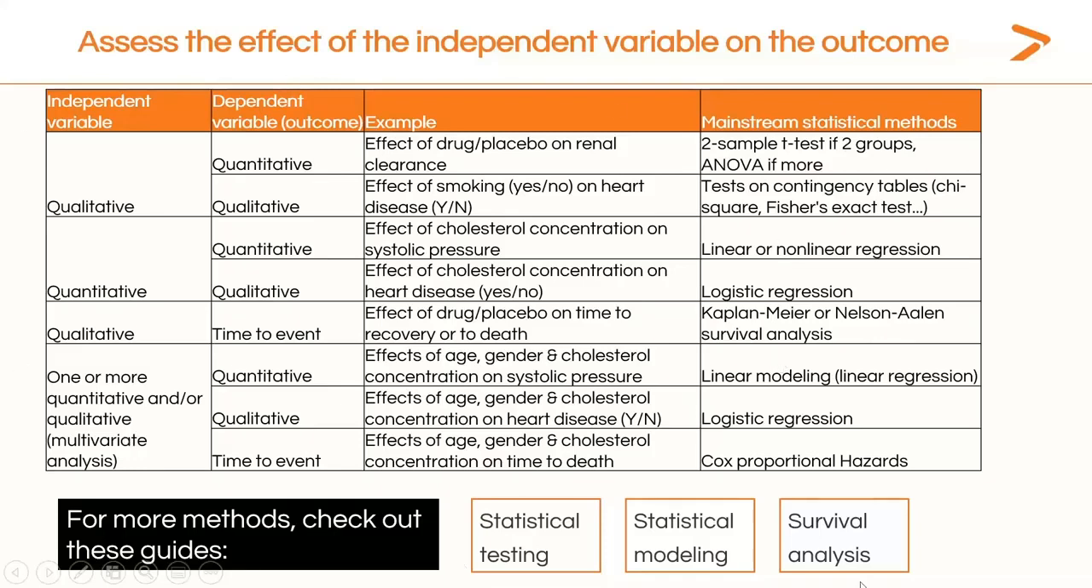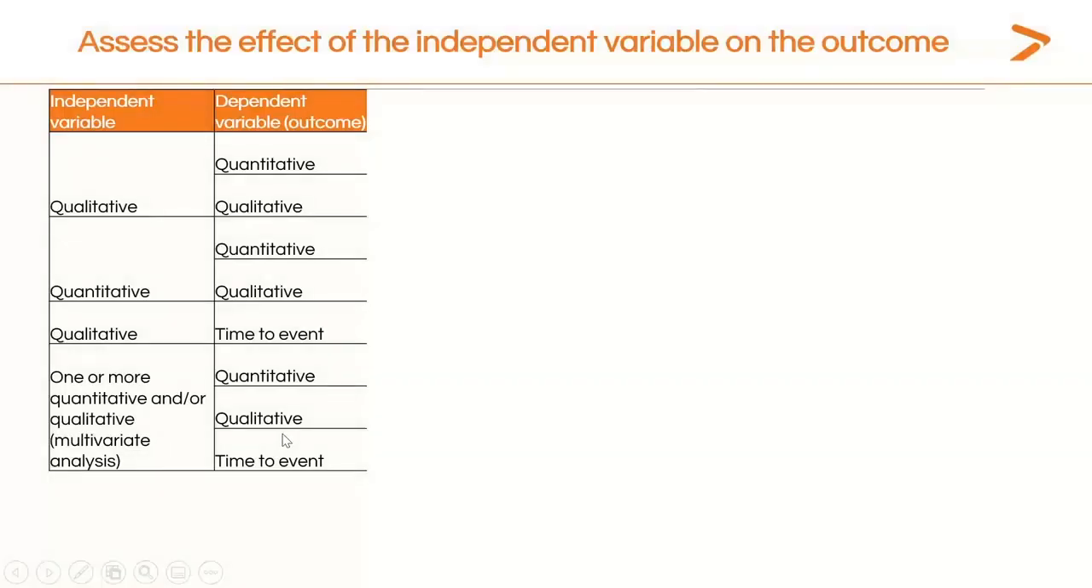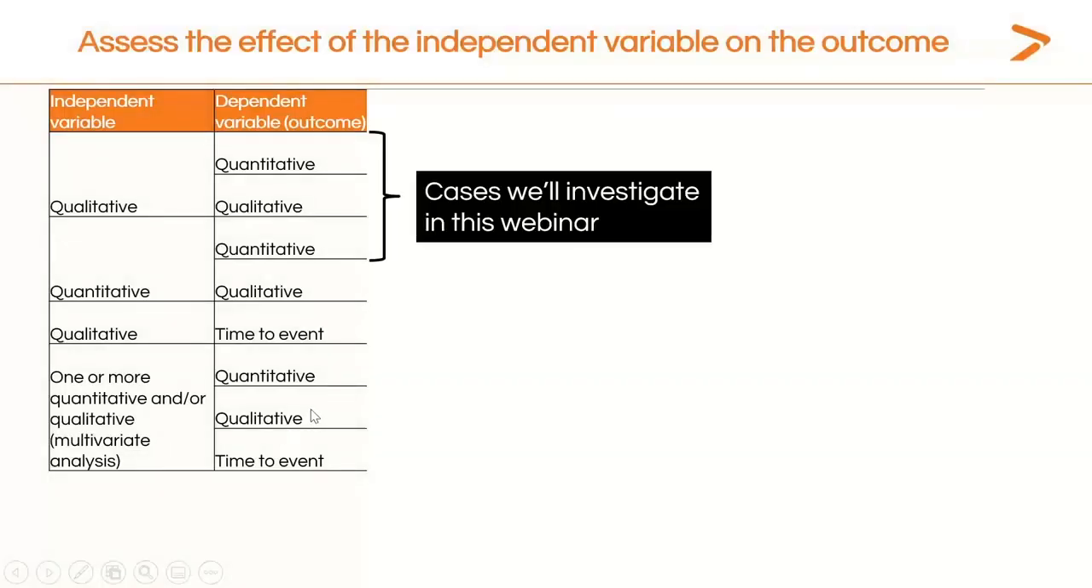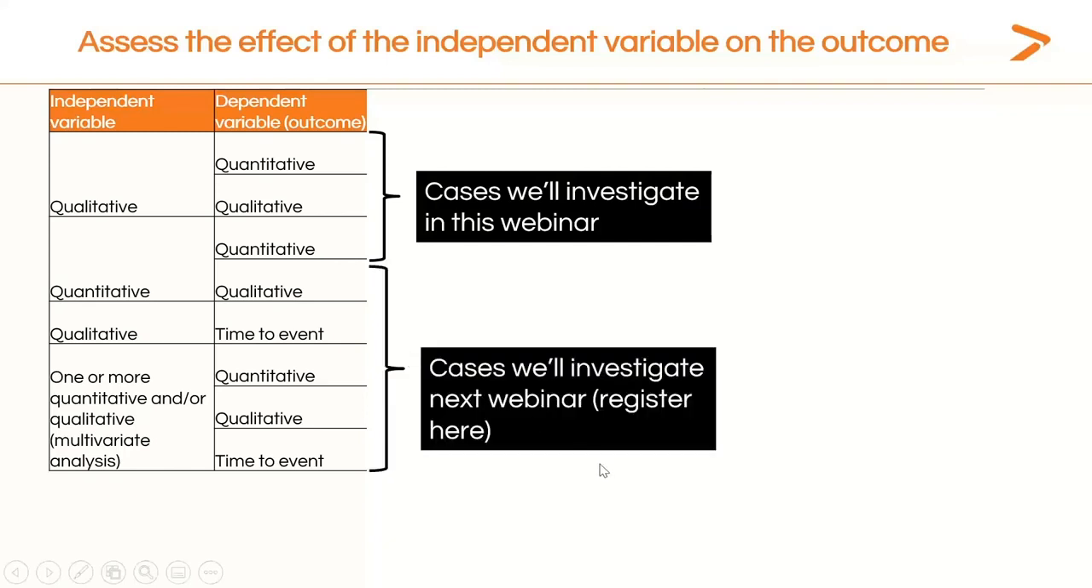So this guide is a kind of wrapper of 3 statistical guides, which are much more expanded than this, and which are available for free on the ExcelStat website, so you can check them out. There's one for statistical testing, one for modeling, and one for survival analysis. Okay. Now, what will we be seeing today? We'll be seeing these 3 cases. We'll be investigating the effect of one qualitative variable on one quantitative, one qualitative on one qualitative, and one quantitative on one quantitative. Tomorrow, we'll see the rest.